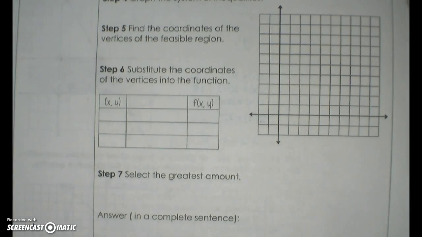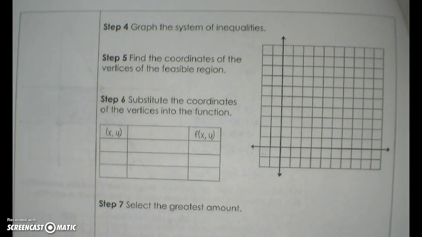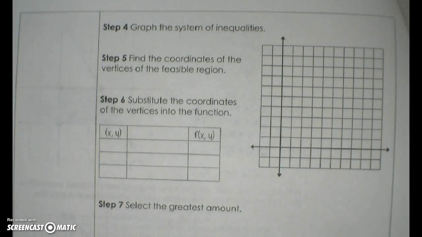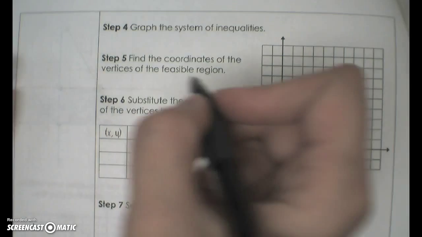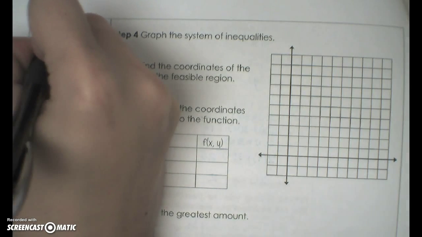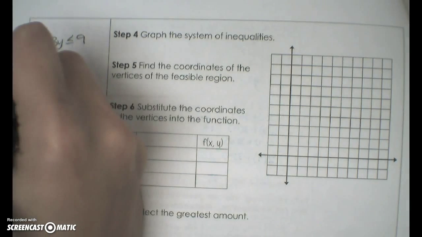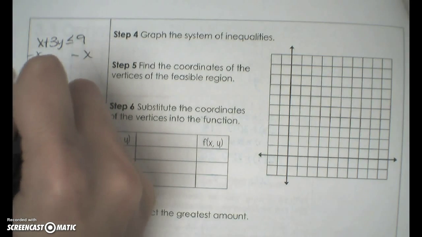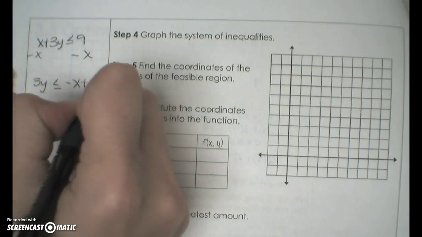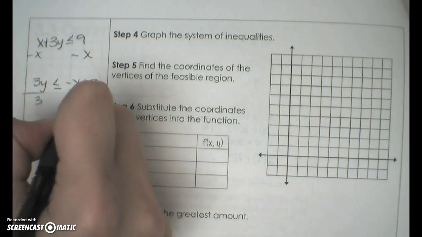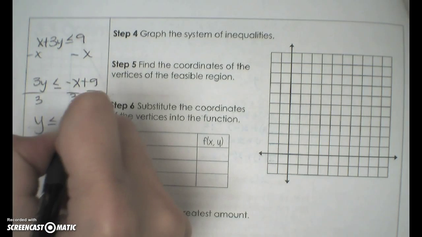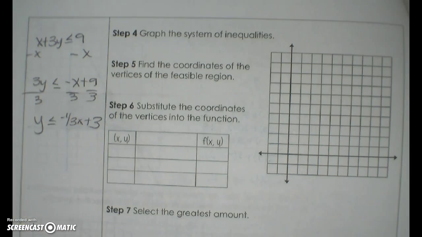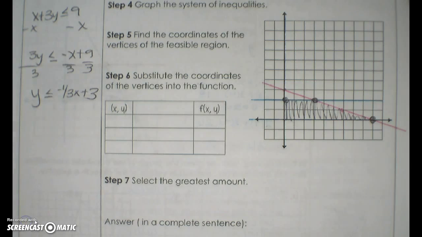So remember, our first one was x plus 3y is less than or equal to 9. So we're going to go ahead and get that into slope-intercept form. So I'm going to do that off to the side here. So x plus 3y less than or equal to 9. So subtract x, 3y less than or equal to negative x plus 9, divide everything by 3. So y is less than or equal to negative 1/3 x plus 3. All right, so let's graph that and graph the others, and then we will take a look at answering our questions. All right, so I went ahead and graphed it.